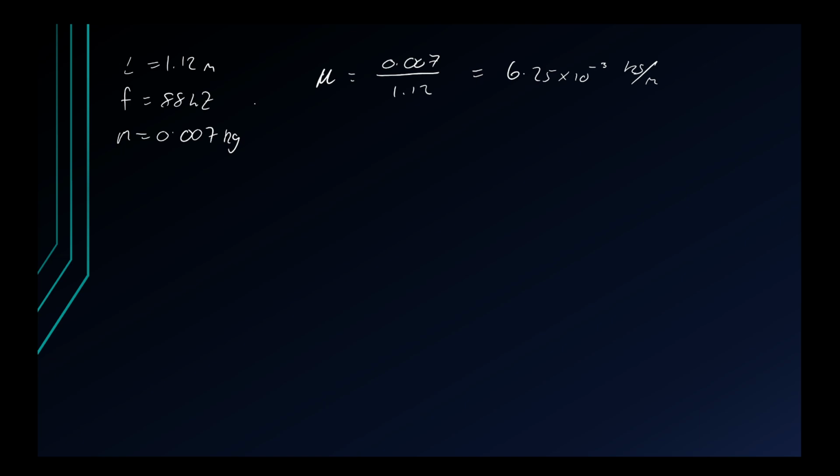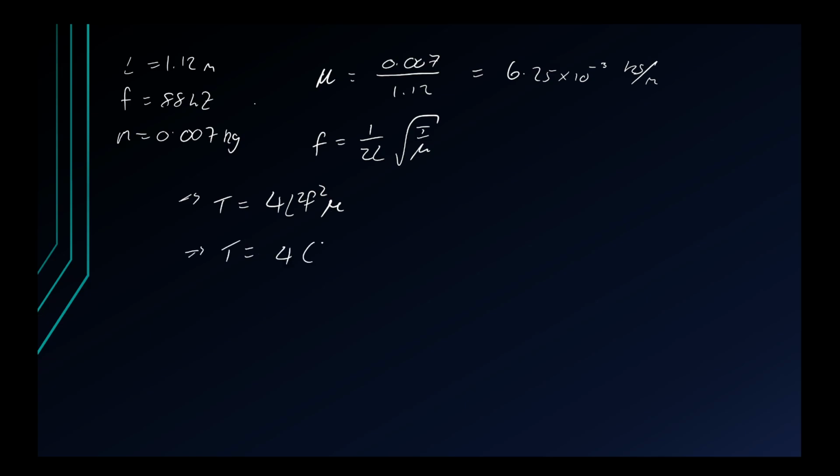So now we need to find the tension. So F is 1 over 2L root T over mu. And what I'm actually going to do first is just rearrange to get T first, just because this seems to be a formula a lot of people have messed up manipulating before. So 2L goes to the other side, then we square it, then times by mu.